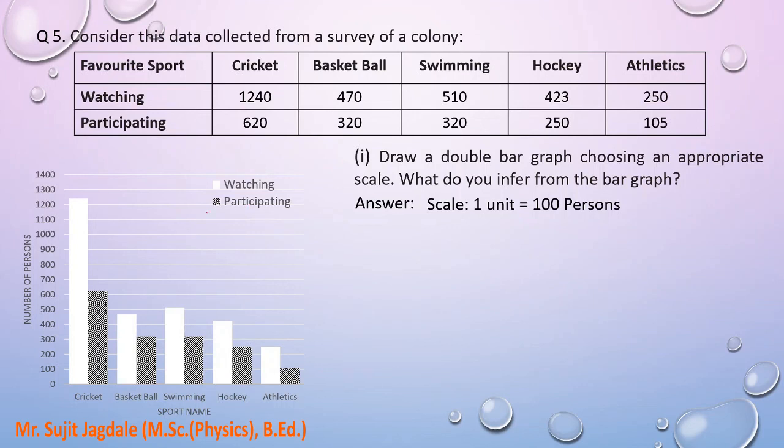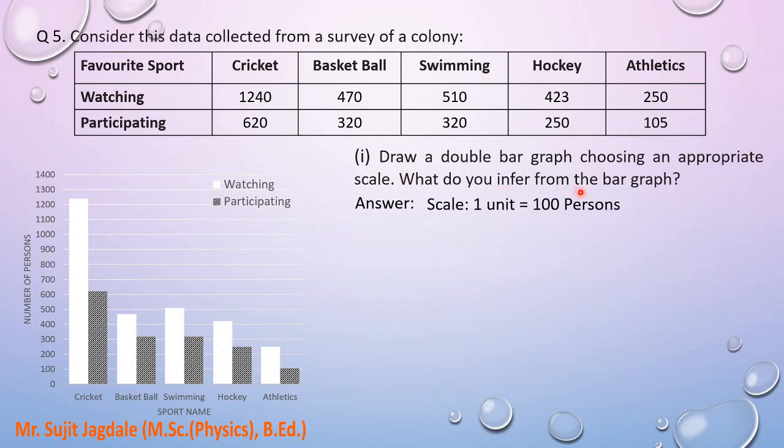Here we have mentioned which bar is used for which type of data. The blank bar is used for the colony members who are watching the sport, and the shaded bar is used to show the number of people who are playing or actually participating in that particular game. Along the horizontal axis we have taken the sports names, and vertically we have taken the number of persons. So two axes are there, horizontal and vertical. Now we will answer the first question.